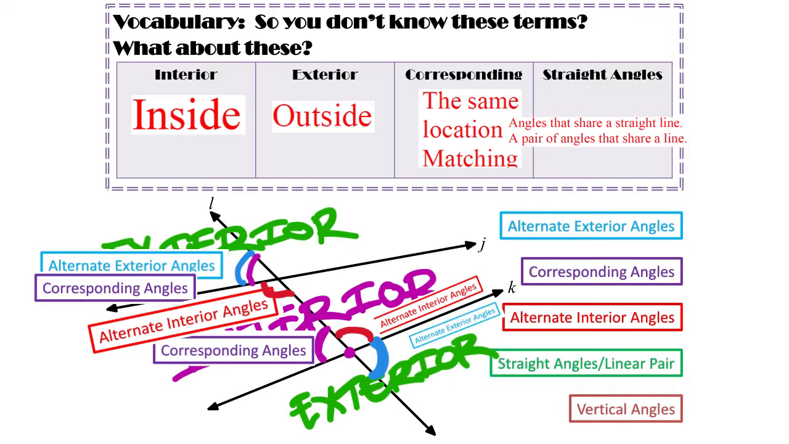Alternate interior angles need to be at different intersections as well, just like alternate exterior angles do. In this diagram, there is another set of alternate interior angles. We'll look at that in a different example though.